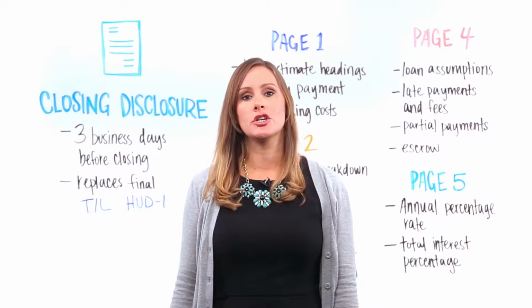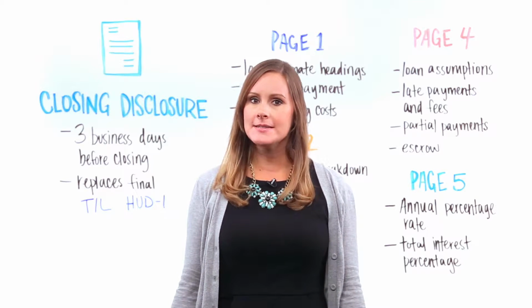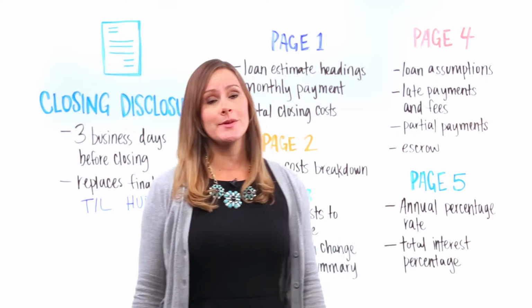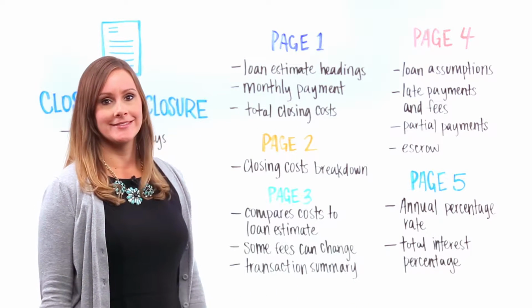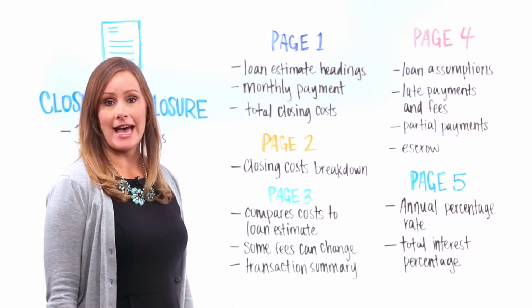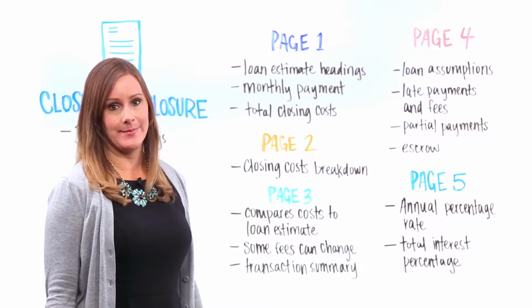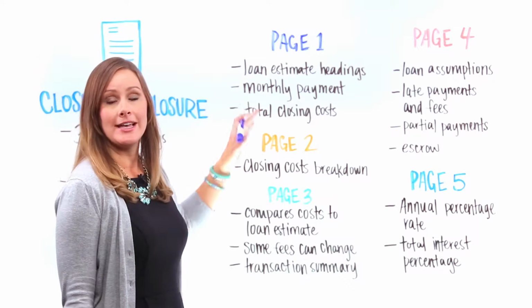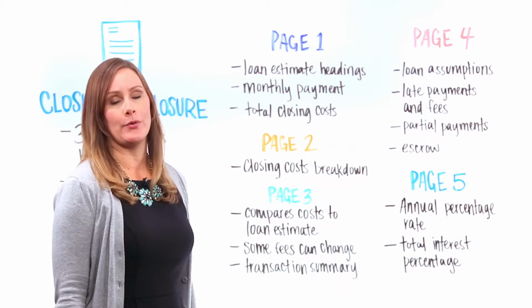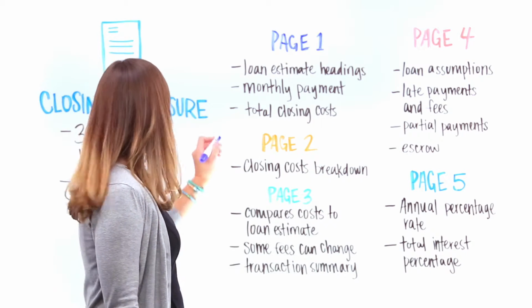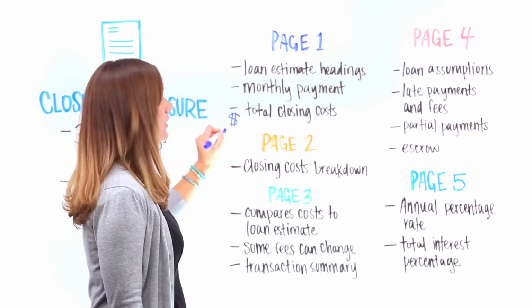The loan estimate does a good job of approximating loan fees, but it isn't an exact representation of your final costs. That's where the closing disclosure comes into play. The first page of the closing disclosure features the same headings and categories as the first page of the loan estimate. You'll be able to see how your estimated total monthly payment has changed, if at all, from your loan estimate. You'll also see final tallies for your closing costs and the overall amount of cash needed to close.